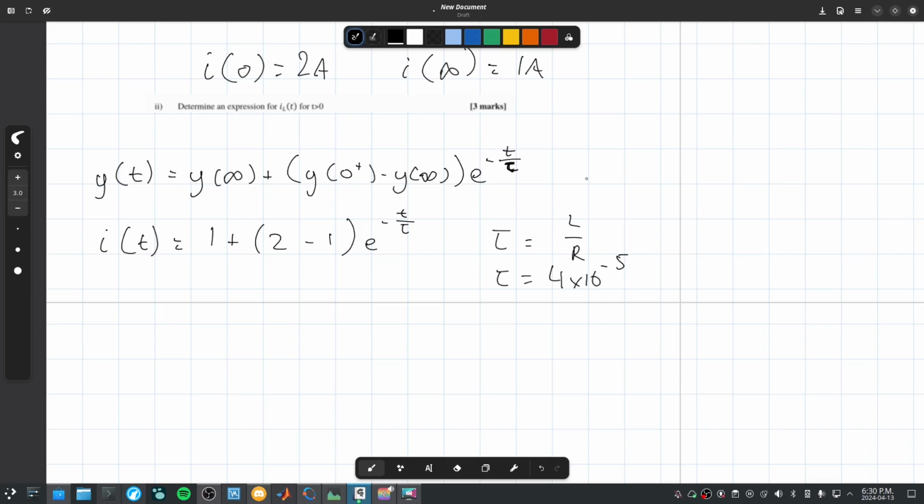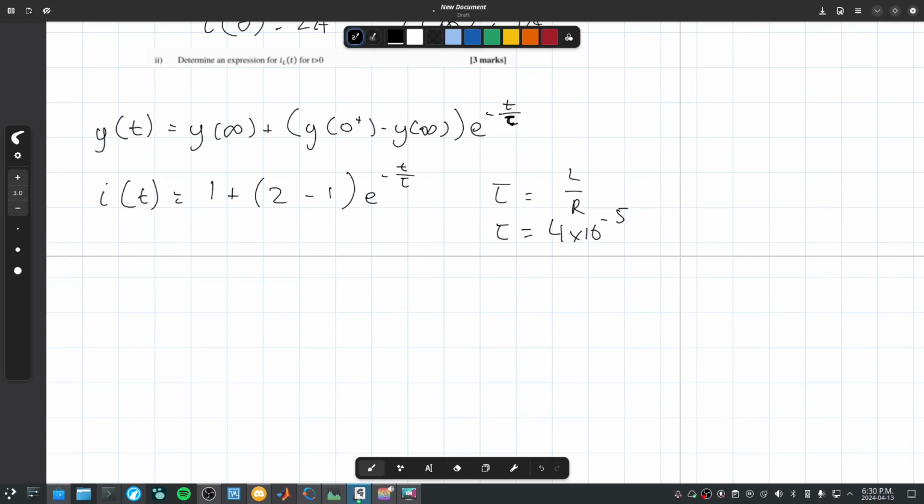Just that. 4 times 10 to the negative 5. Don't put units. This is recorded, right? Yes, it is. Let me just double check that it's recording.